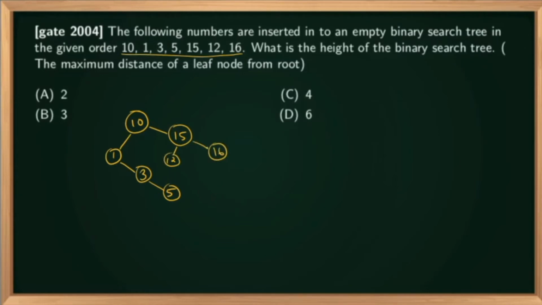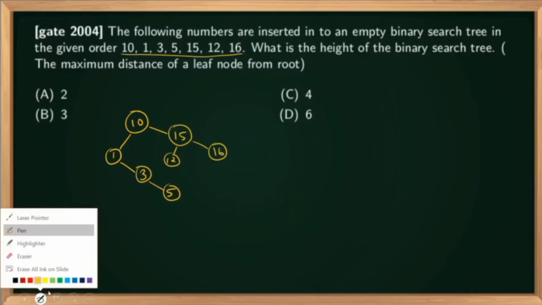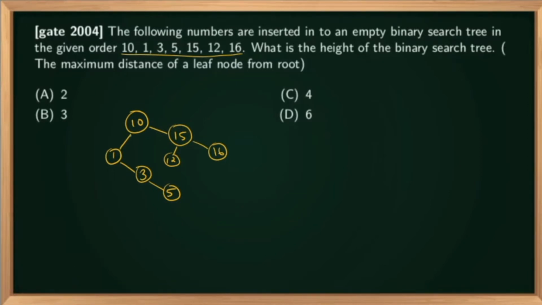Okay. So what is actually the height of the tree? Height of the tree is nothing but the number of edges. It is given here. See, the maximum distance of a leaf node from root. That distance is the number of edges, right? So 1, 2, 3. This is the maximum distance. So the height should be 3.